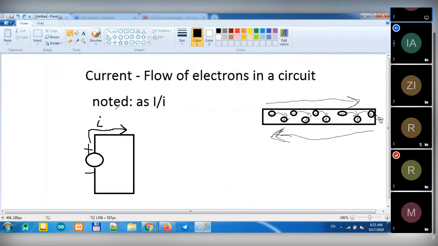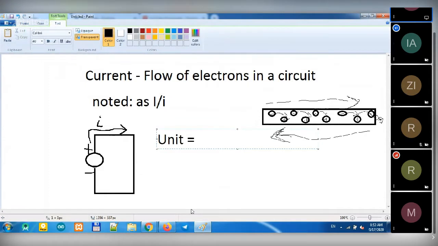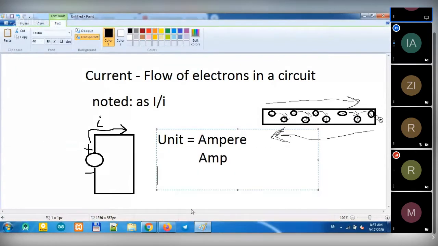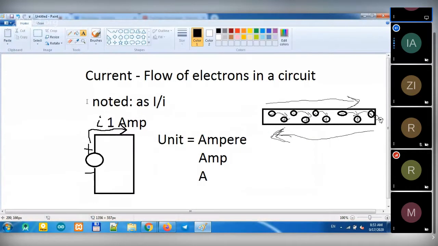Okay. Let's move on. Unit of current. The unit of current is ampere, or amp, or just simply A. So what it means is you can see here 1 amp or 2 amp or 100 amp in the electric circuit. Okay? So this is the unit of current.